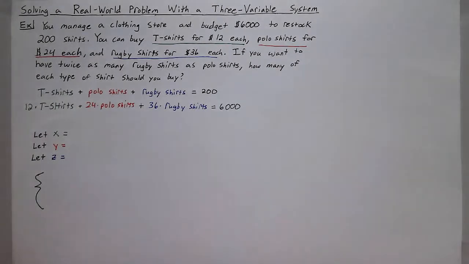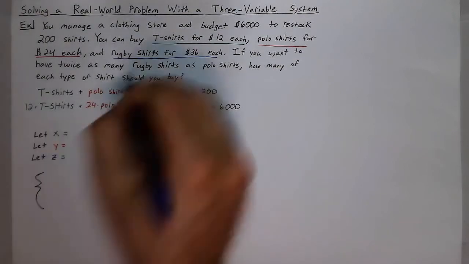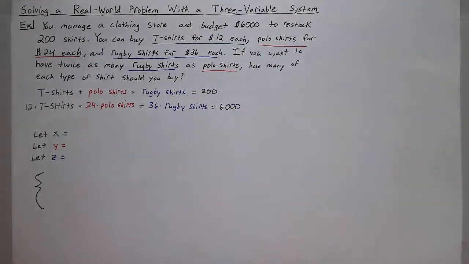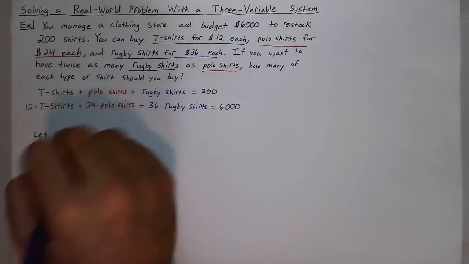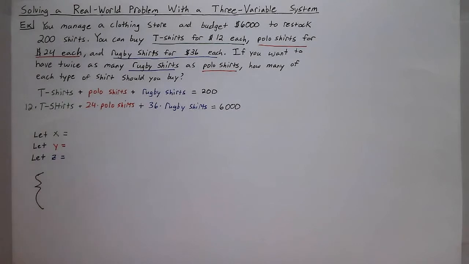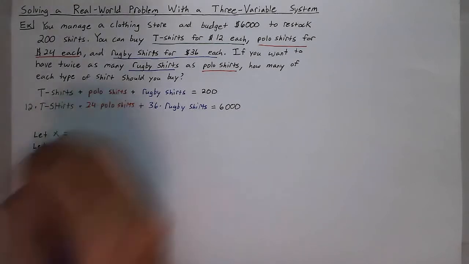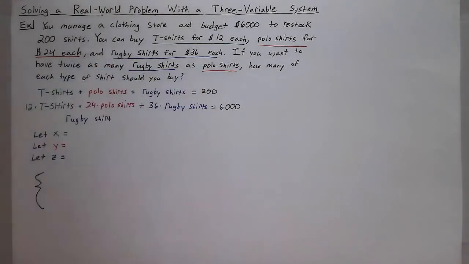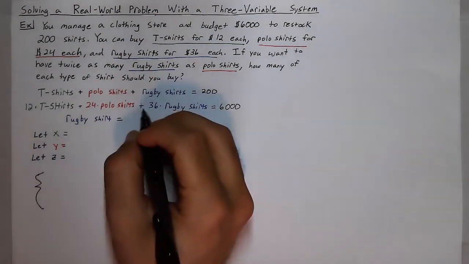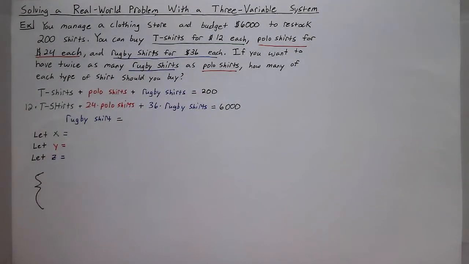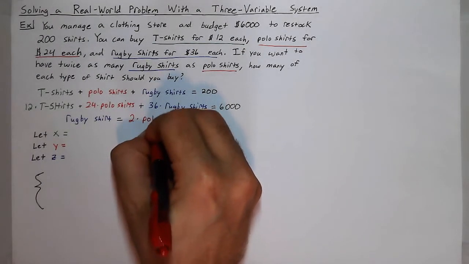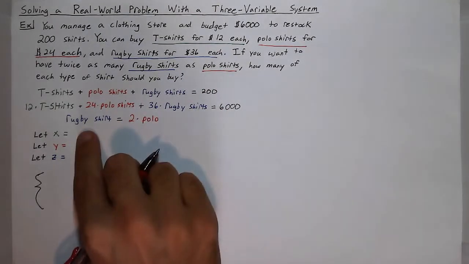Now the last bit of information came right here. I saw that I want to have twice as many rugby shirts as I have polo shirts, which means that for every polo shirt, I'll have 2 rugby shirts. Now represent this by doing 2 times polo shirts is equal to rugby shirts.